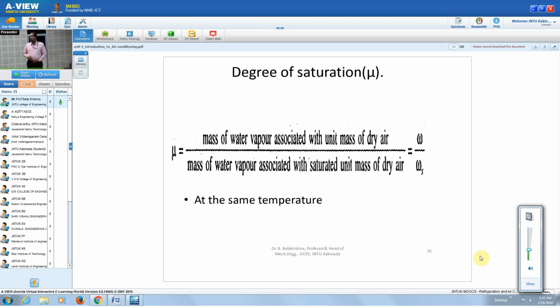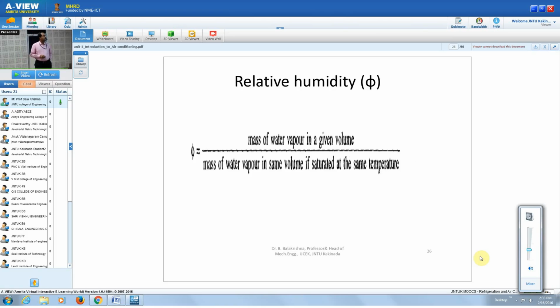So this formula simply says, mu is the mass of water vapor associated with the unit mass of dry air divided by the mass of water vapor associated with the saturated unit mass of dry air. Simply, relative humidity is the mass of water vapor in a given volume to the mass of water vapor in the same volume if saturated at the same temperature. This is denoted by phi, the relative humidity.